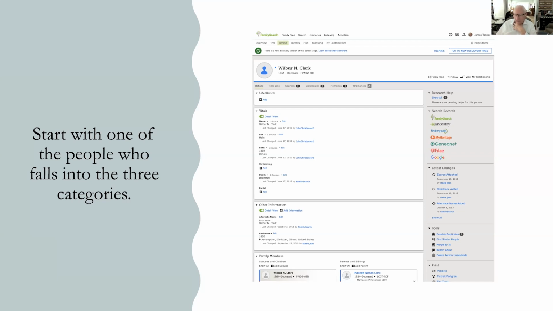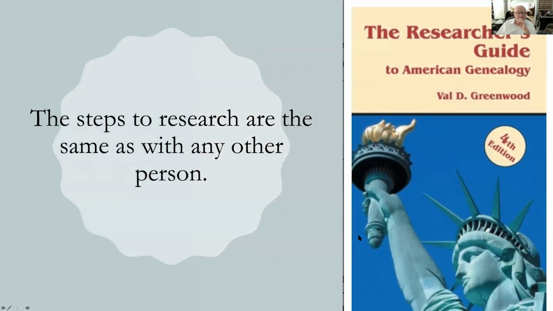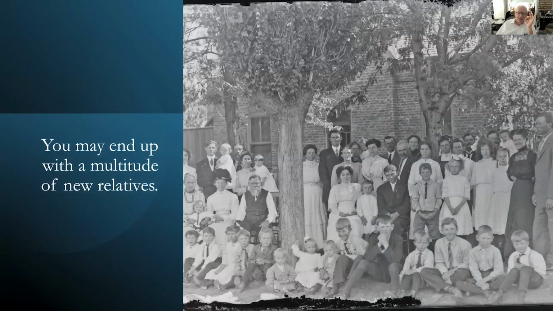So we've got a lot of research that can be done on this person, and it will be sometimes very productive, we'll call it, of finding more additional information and names of people, but on the other hand, it will not be. So the steps to research are the same with any other person. You're not going to change the way you do research because you're doing descendancy than when you're doing ascendancy. It's all going to be the same. And you need to realize you're going to end up with a lot of new relatives, a lot of people out there that you're related to.